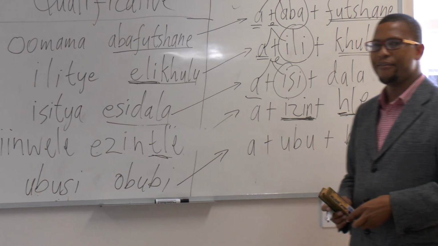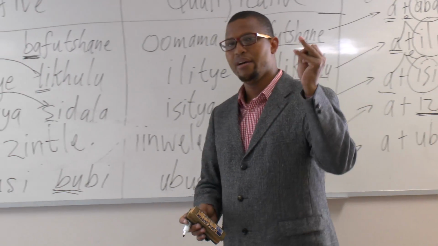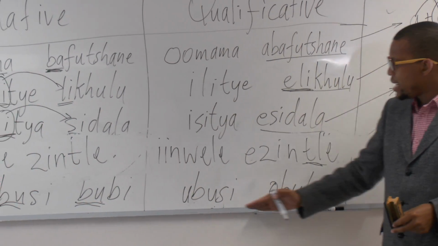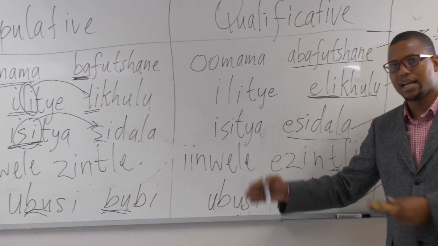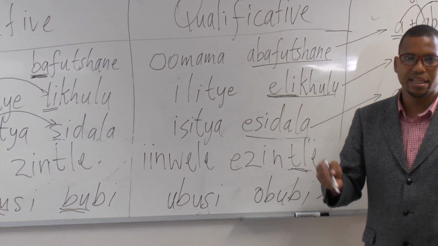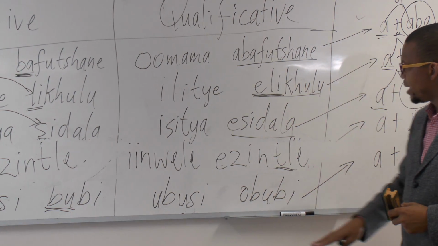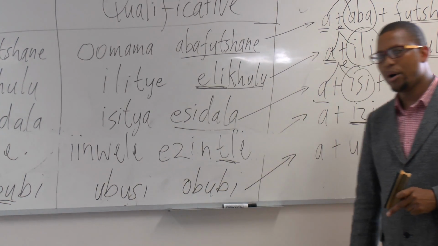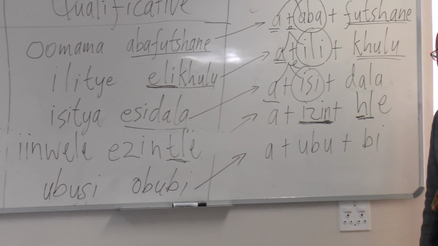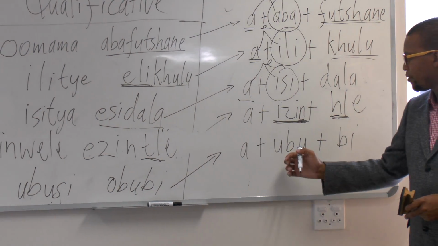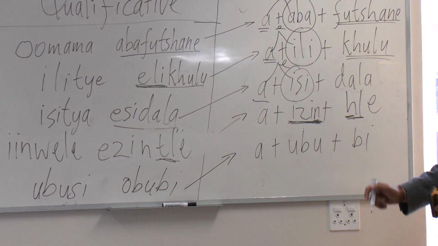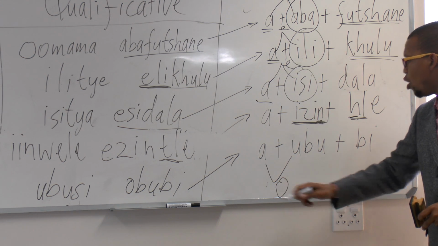And lastly, for noun classes 11, 14, and 15, as we said earlier, everything that's going to take place in class 11 also applies to class 14 and class 15. Then the example that has been given is ubusi obubi. Alright, let's go to our formula and see how this is formed. In the case of our formula, we've got A plus ubu plus B. Then A plus U gives us O.